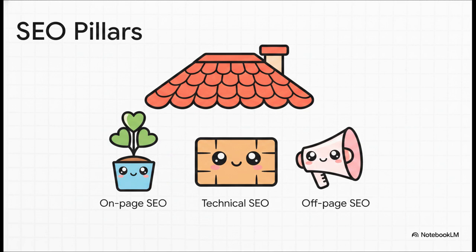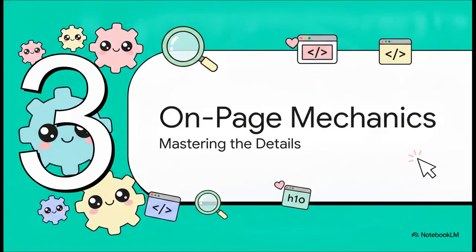Next is technical SEO. This is the foundation and the plumbing. We're talking site speed, making sure it works on mobile, and ensuring Google can actually read and index your site. Finally, off-page SEO. This is your neighborhood reputation, what other people are saying about you, mainly through backlinks and brand mentions. Which brings us to Section 3, Mastering On-Page Mechanics.